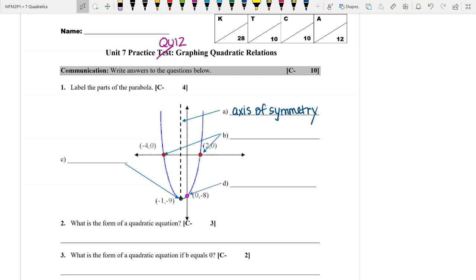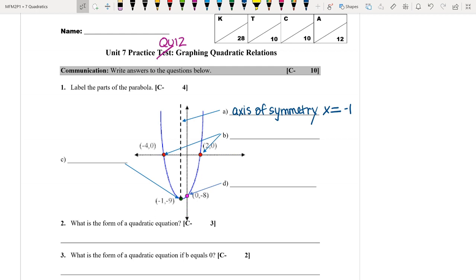Okay? Whenever we're writing down the axis of symmetry, we always write it as an equation, x equals, and then the value of x where the axis of symmetry is. So in this case it would be x equals -1, because according to this right here, the x value at the axis of symmetry is -1.